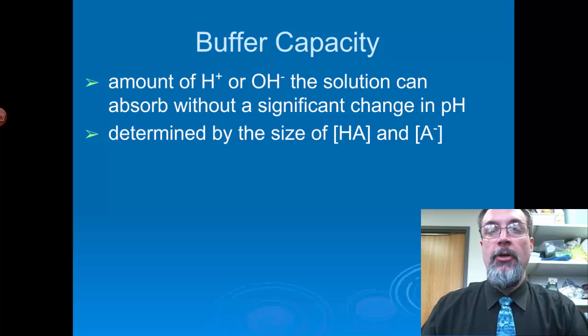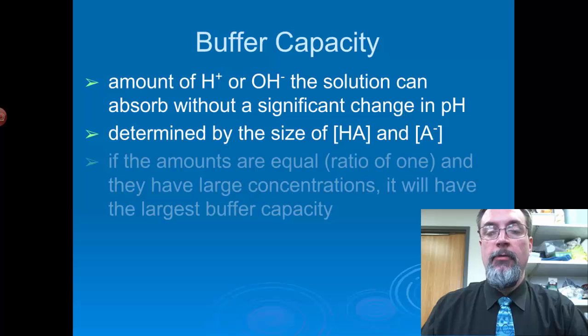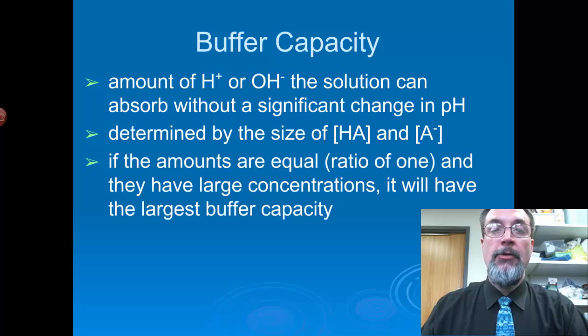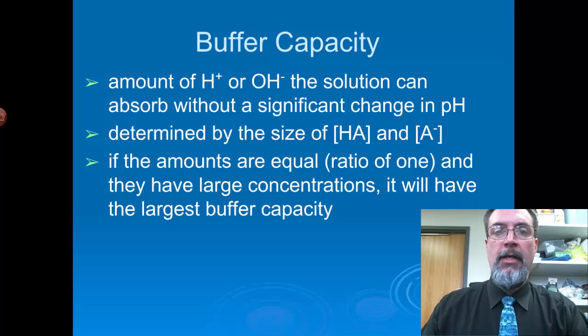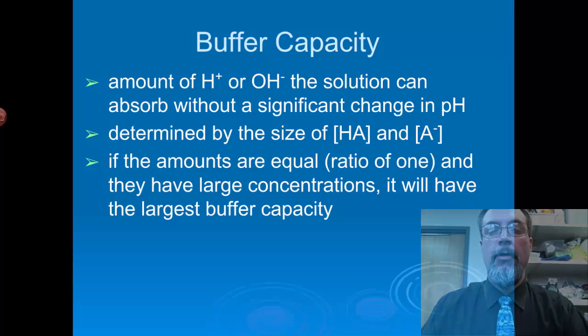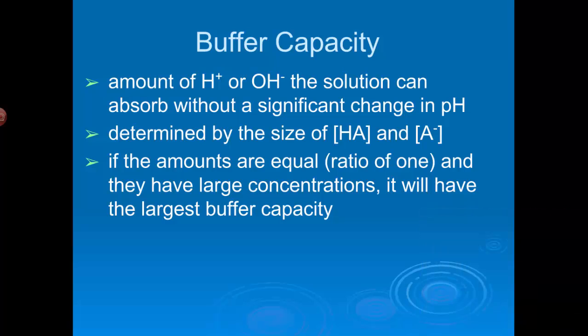It depends on the ratio between base and acid. That's going to affect the pH. If the amounts are equal, then we know that the pH is equal to the pKa, and we also can now say that if the concentrations are fairly big and the concentration of base and acid are equal, that's the best buffer you can make. That'll have the largest buffer capacity, and so it'll do a pretty good job of resisting pH change.